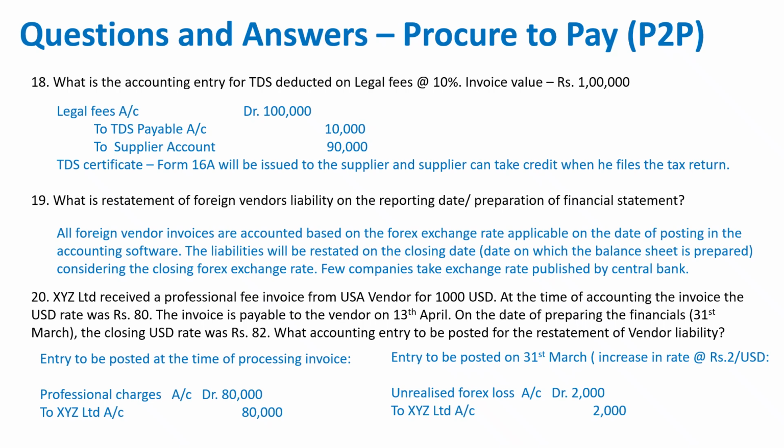Now entry to be posted on 31st March, increase in rate at the rate of 2, right? Because from 80 to 82. So now you have to increase the liability by 2 rupees per dollar. So here as you have taken liability of $1,000, so 1,000 into 2 is 2,000. So you are going to post an entry unrealized forex loss account debited 2,000 to XYZ Limited 2,000. So here if you see, it is parked under unrealized because you have not incurred that loss. But yes, on this date, if you would have paid to XYZ Limited, then this unrealized forex loss would have been converted to realized forex loss.